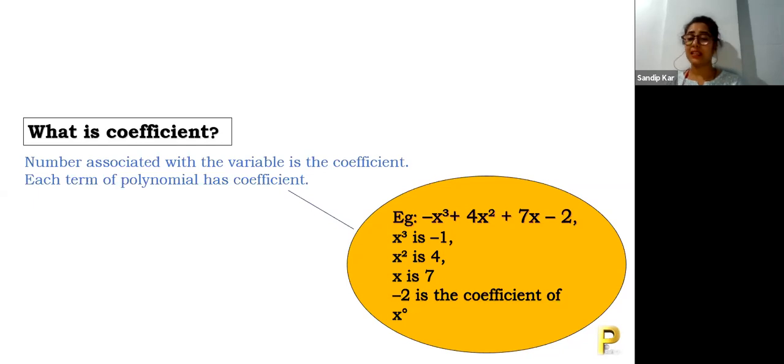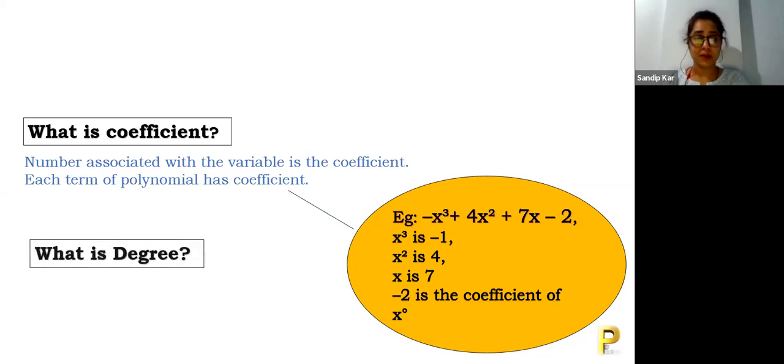We can say that there is no variable present. Sorry, no variable means x to the power 0 is the variable in that case. A very important thing to remember: x to the power 0 is always 1. If you want, you can note these points down as well.